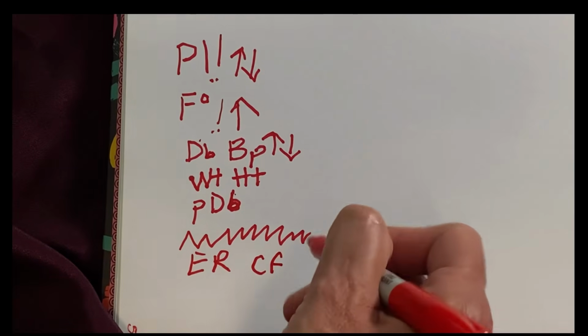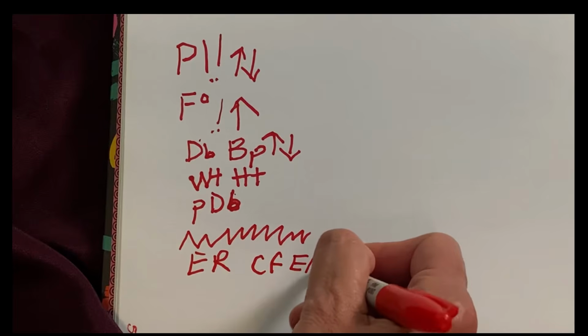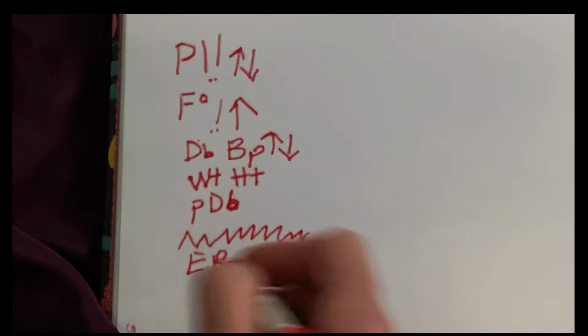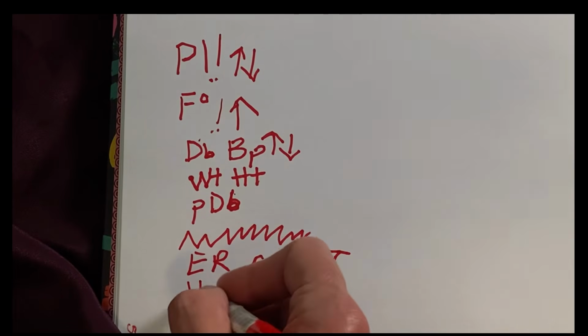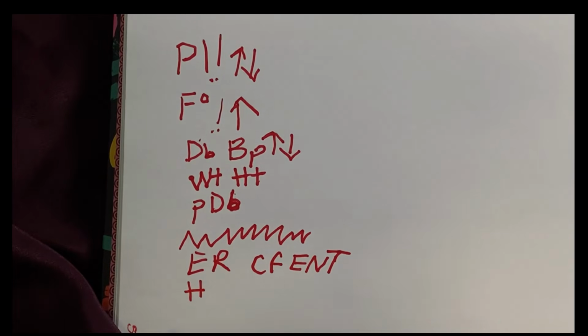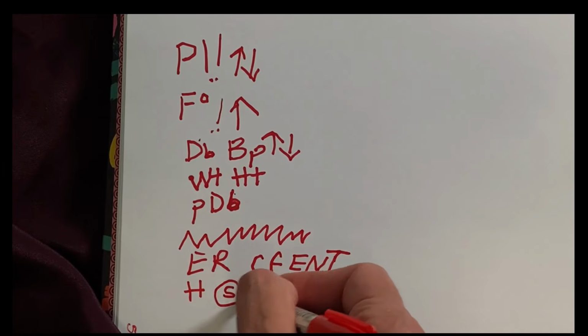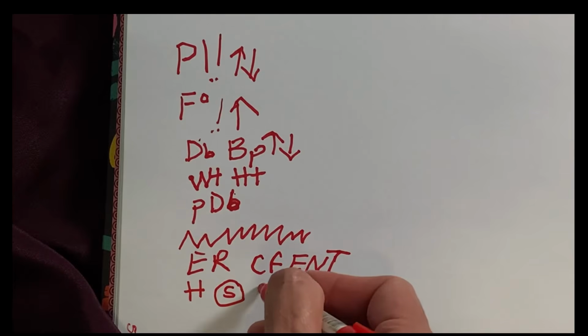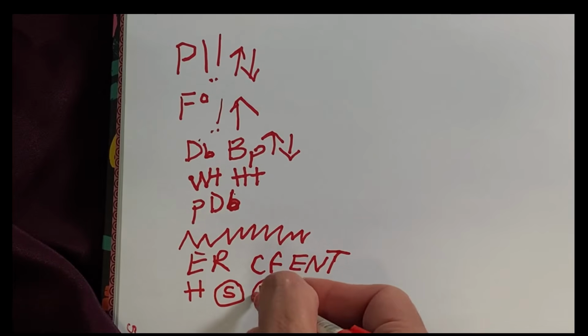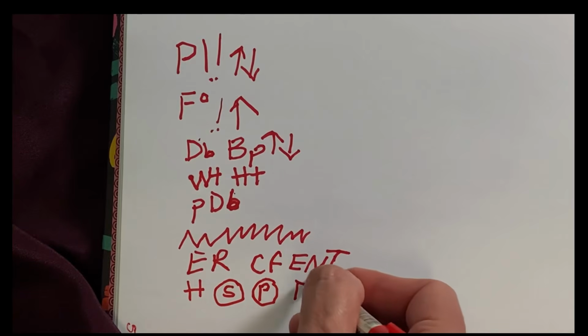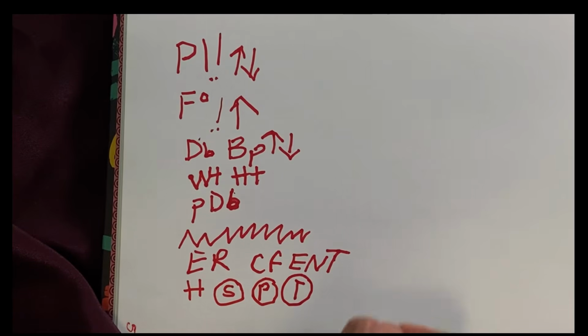CF for cough. ENT, we know that, ear, nose, and throat specialist. And very common ones like H for hospital. For procedures, I like to do S inside a circle for surgery. P inside a circle for procedure. T inside a circle for treatment.